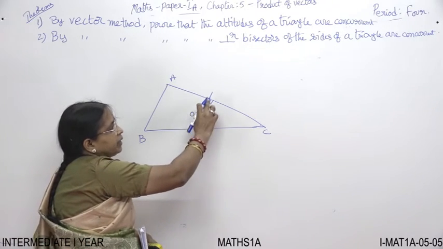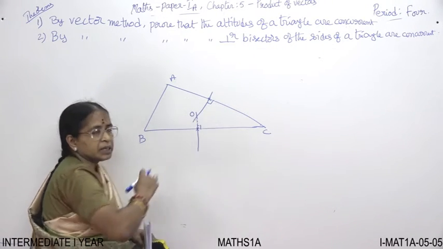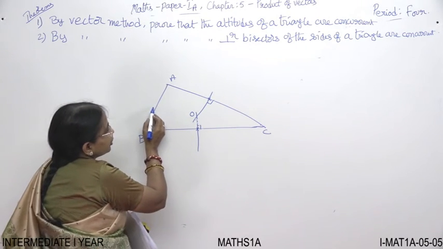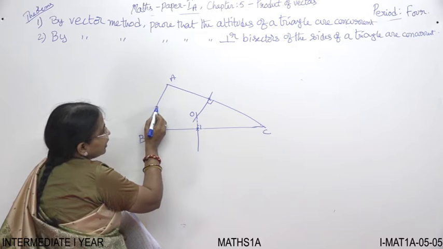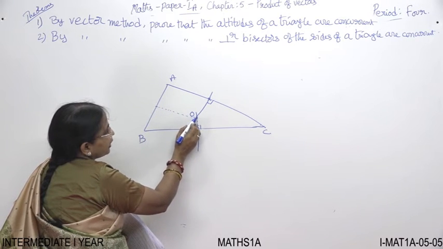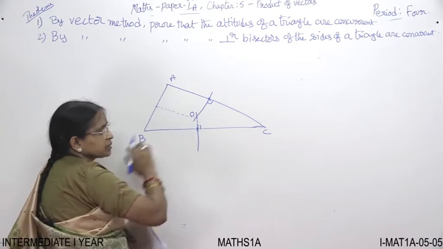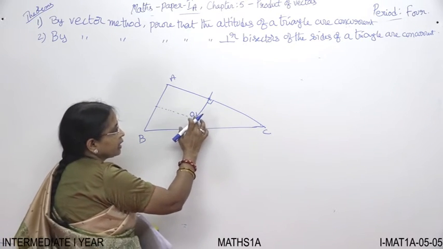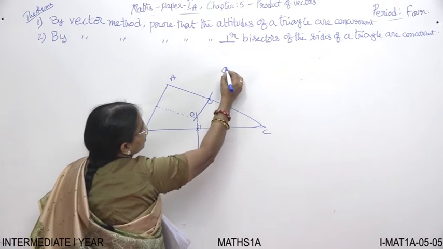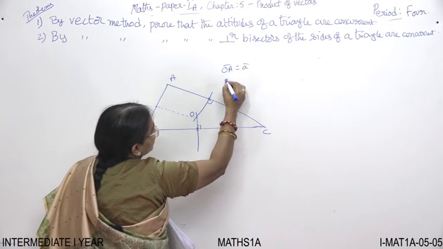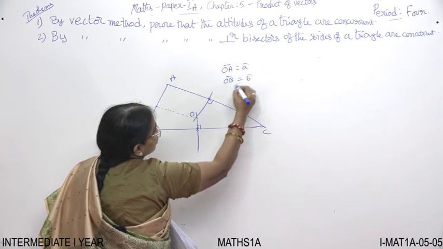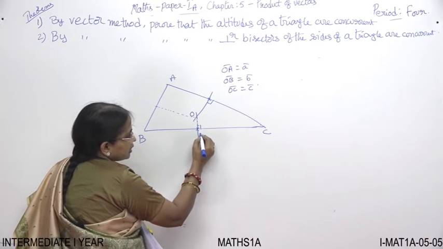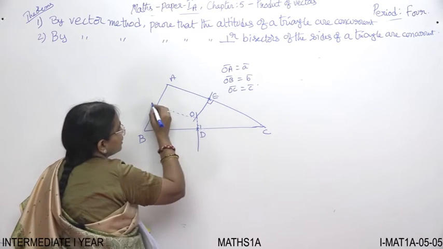Let two perpendicular bisectors intersect at O, and let O be the origin. Now you must show that the vector from O to the midpoint of the third side also passes through O. That is what you have to prove. So we take O as origin. In the same way, OA is A, OB is B, OC is C, and suppose that this is D, this is E and this is F.